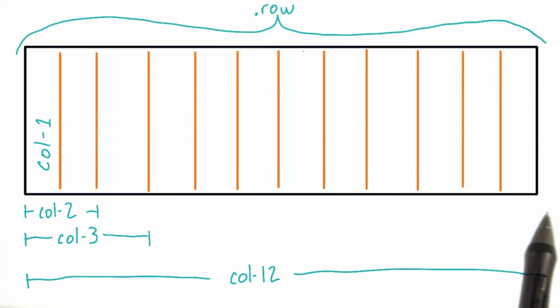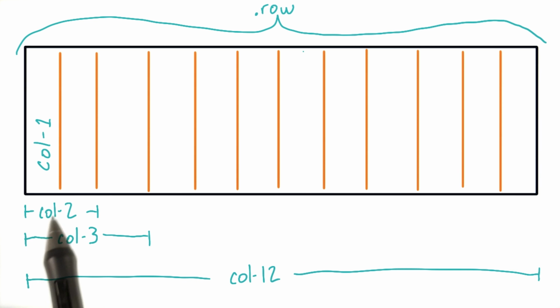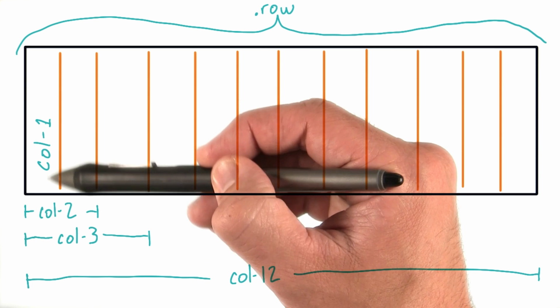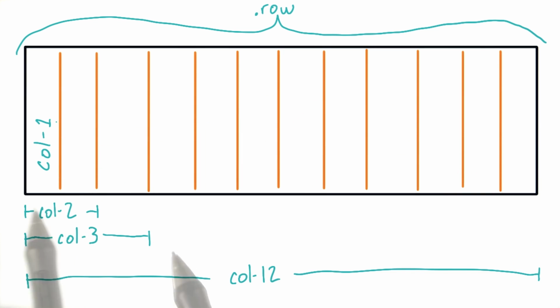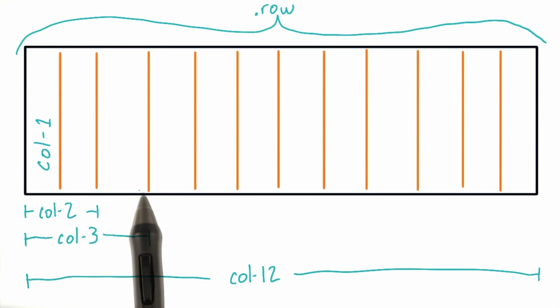Now we need names for all of the columns here, or for elements of different column widths. First one we'll do, well, column-1. Why not? It's 1 column wide, so we'll just call it column-1. If we want an element to be 2 columns wide, we'll call it column-2 to indicate that it's 2 columns wide. Same thing for column-3, that is 3 columns wide, and so on until we get to column-12, which is the full width of the row. This makes our lives pretty easy.